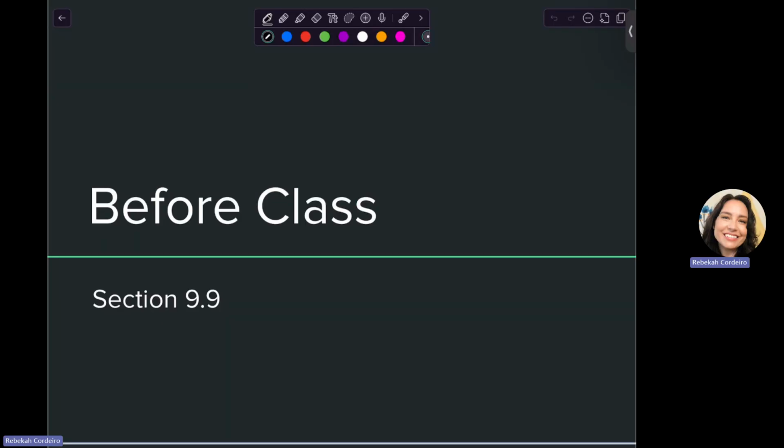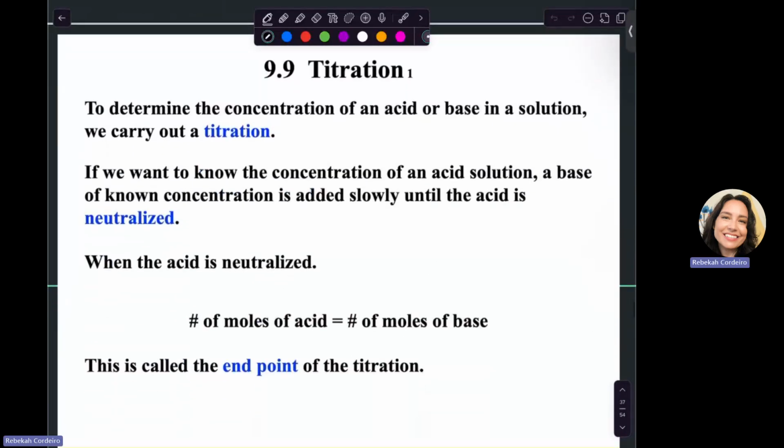All right, this is for Chemistry 1151. This is section 9.9. We're going to talk about titrations in this section, and this is definitely relevant to you if you're taking the lab portion of the class this semester.